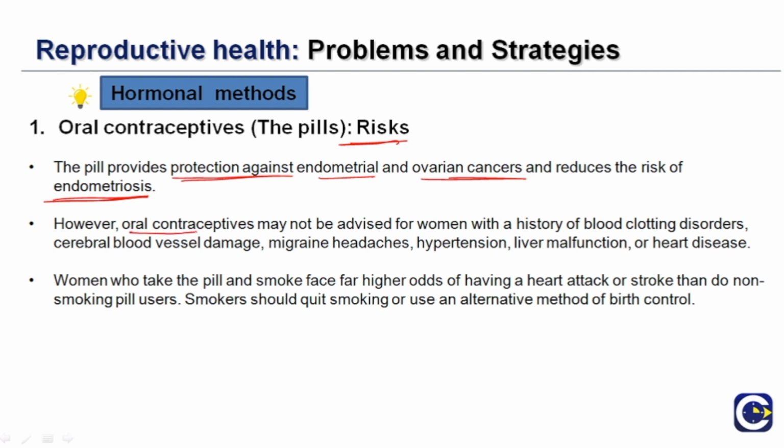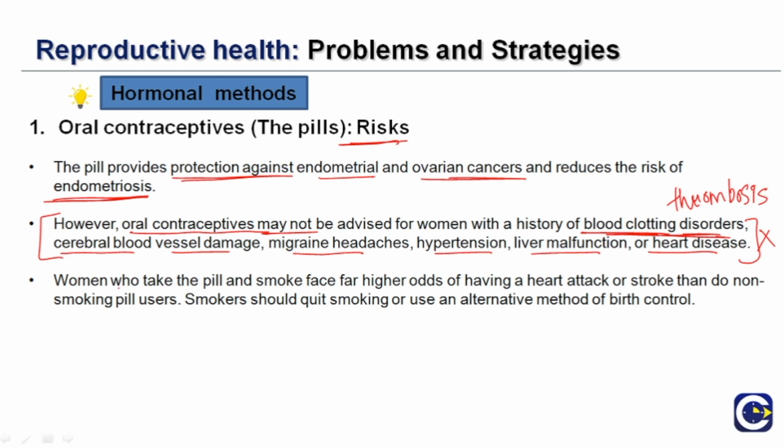However, oral contraceptives may not be advised for women with a history of blood clotting disorders, or thrombosis. Women who have thrombosis or blood clotting disorders should definitely not take these pills. Nor should women with cerebral blood vessel damage, migraine headaches, hypertension, liver malfunction or heart diseases. So women facing all these problems should not take the pills.